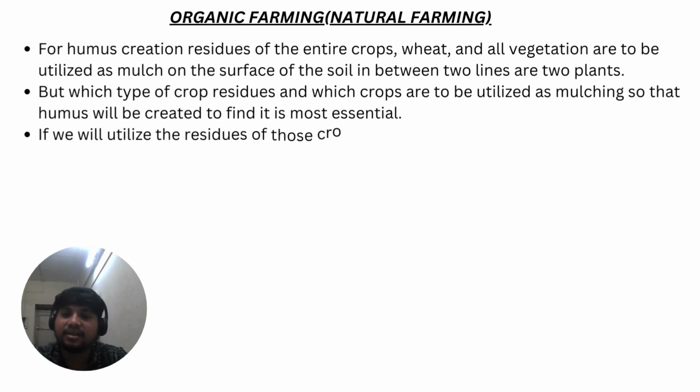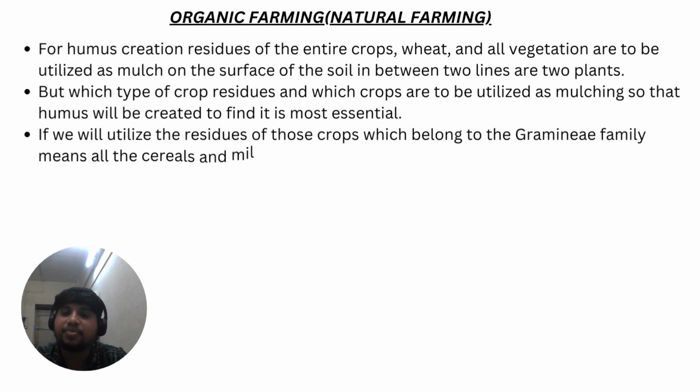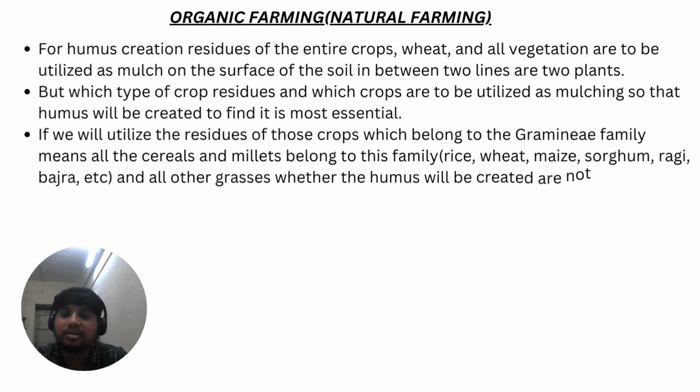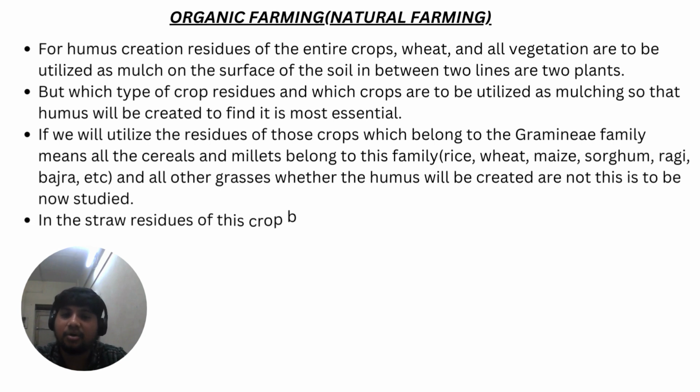If we utilize the residues of those crops which belong to the Gramineae family, meaning all the cereals and millets belong to this family: rice, wheat, maize, sorghum, ragi, bajra, etc., and all other grasses, whether the humus will be created or not, this is to be studied now.